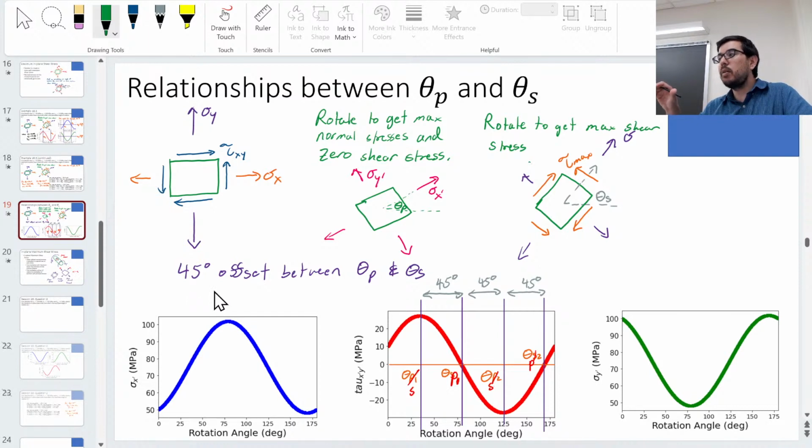And that has profound implications when you think about what's happening in pure shear and what's happening in normal uniaxial loading, okay? Because normal uniaxial loading is what we typically do. That's a tensile test, right? You take the material and you just pull it apart.